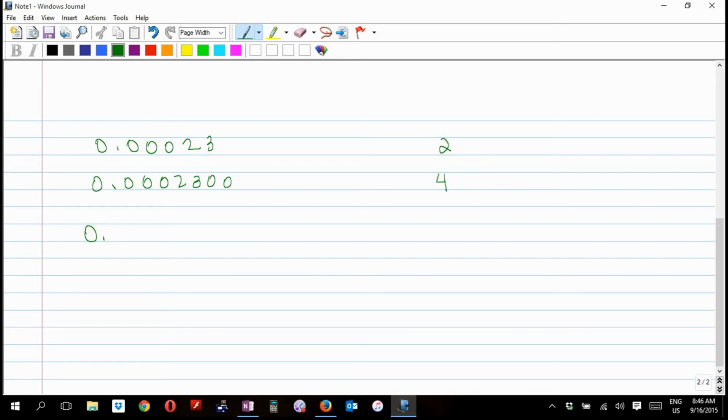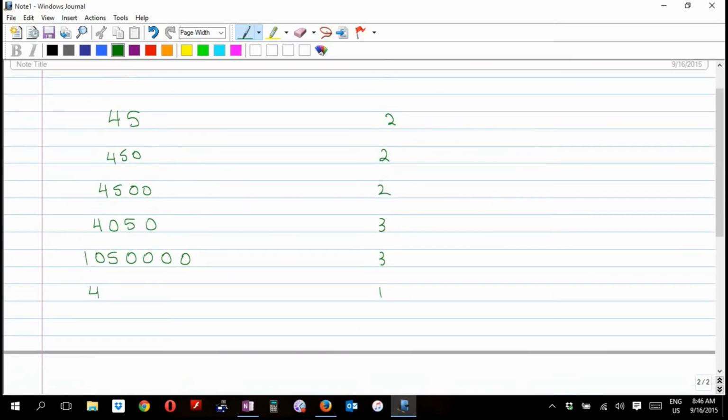Am I writing big enough, Hayden, for you to read back there? Okay. 0, 0, 0, 2, 3, 0. We say that has 3 Sig Figs. So, what are we saying here? First of all, for numbers to the left of the decimal point, you don't count the zeros. Here's what we're really saying.